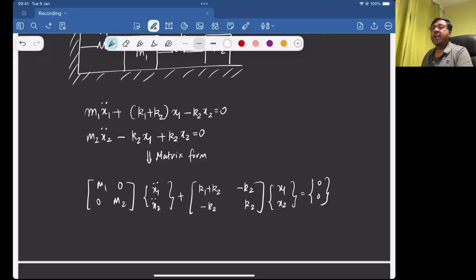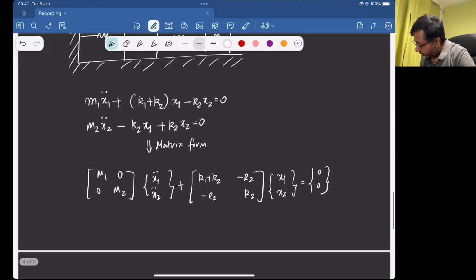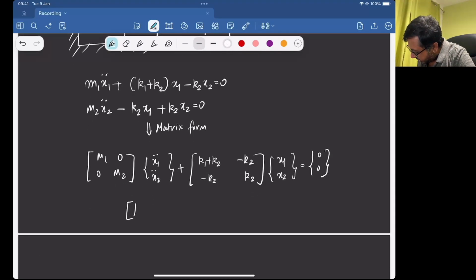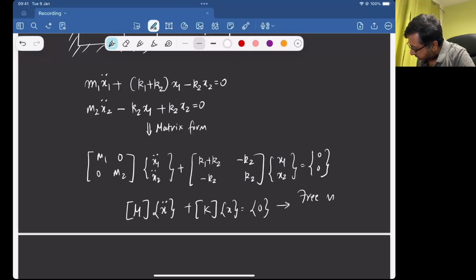So what we had here was a system of free vibration. So we also recast this. We could write this as m into x double dot plus k into x equal to 0. So this was nothing but our free vibration system, or undamped free vibration. We don't have any damping.